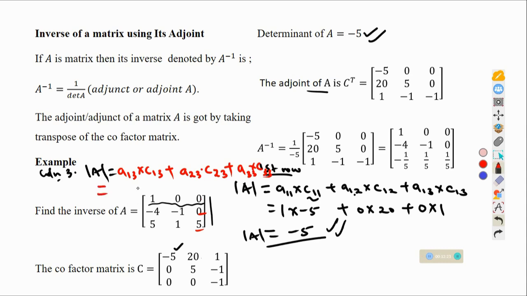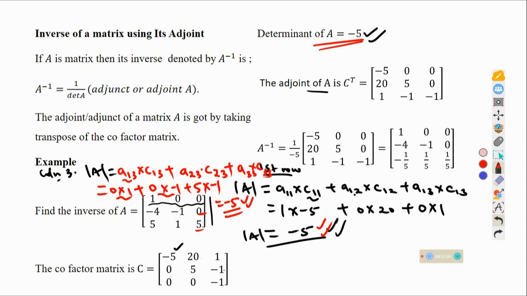So from there, A13 is 0, of course, it will be 0 times the corresponding cofactor 1. Then plus this one is 0 again times the corresponding cofactor -1. The next is A33, which is 5 times the corresponding cofactor -1. So clearly this will be 0, this will be 0, and 5 times -1 will be -5. So you realize you all get the same answer there. We have seen that our determinant is -5. So you choose any method that will be easier for you to get the determinant.